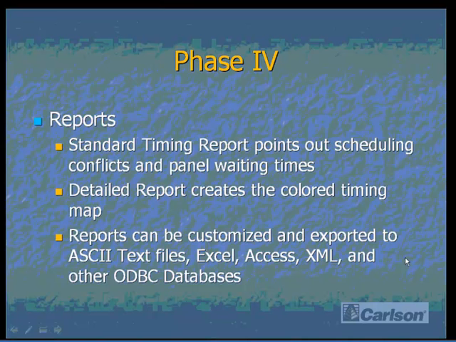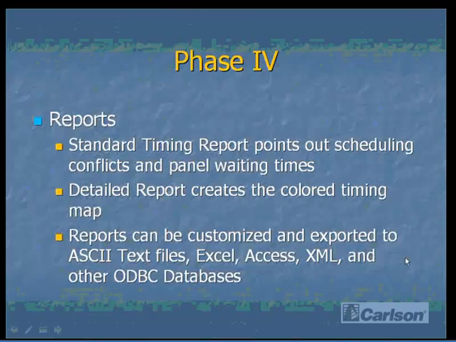Upon running the timing calculation, we have several report formatting options that we can generate. One of them being the standard report, which points out scheduling conflicts and panel waiting times. We also have the detailed report, which leads us to design the colored timing map options, where we can break the map down into timing periods such as a week, a month, quarter, or year, and we can time any date range that we like. We can export these to several different file formats, including ASCII text files, Access databases, Excel spreadsheets, XML data format reports, and other ODBC databases.